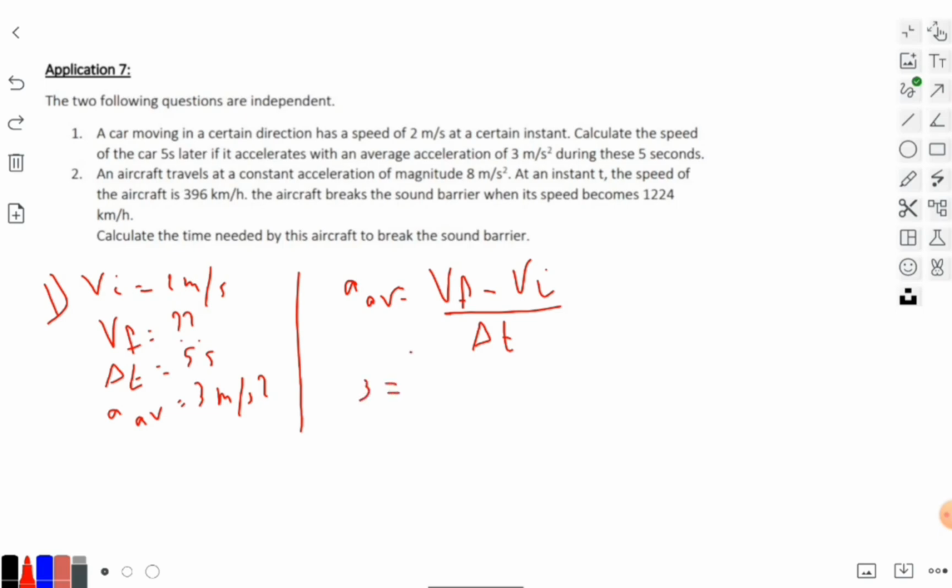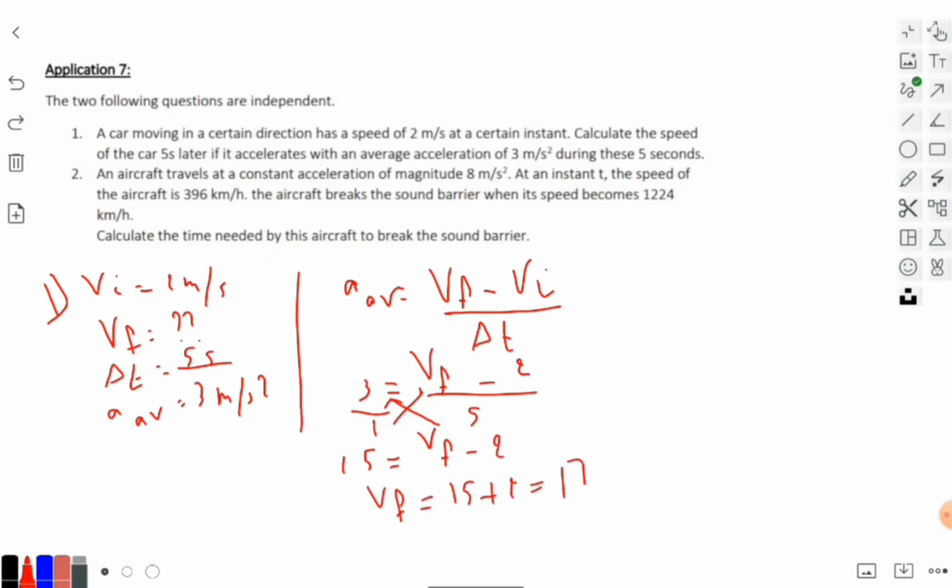V final to be calculated. V initial is 2, over delta T, it's 5. So by cross multiplication, 3 times 5, it's equal to 15, equal V final minus 2. Then V final, it's equal to 15 plus 2 equals 17 meters per second.